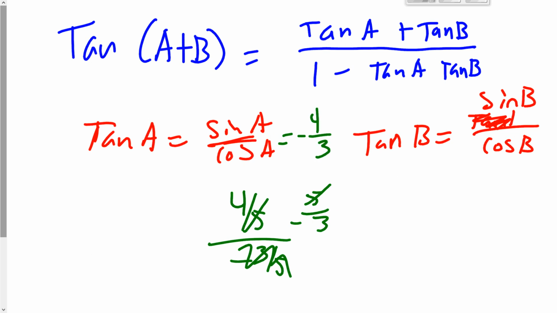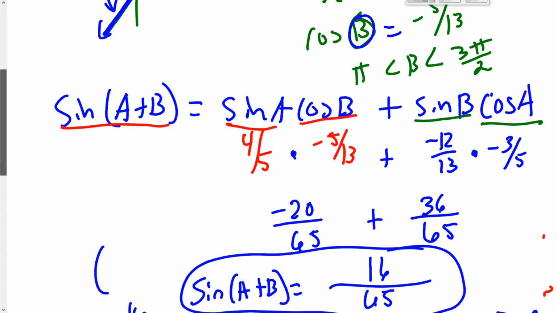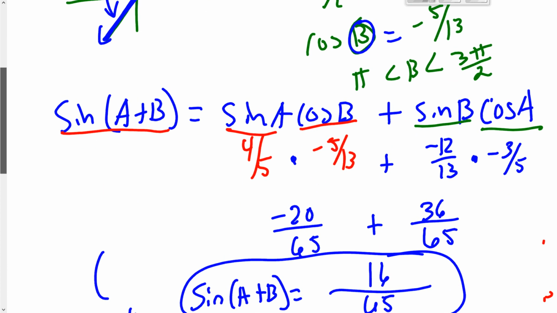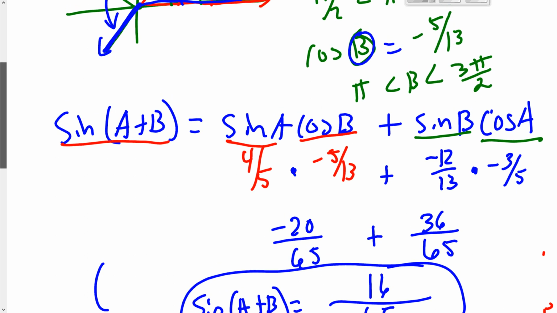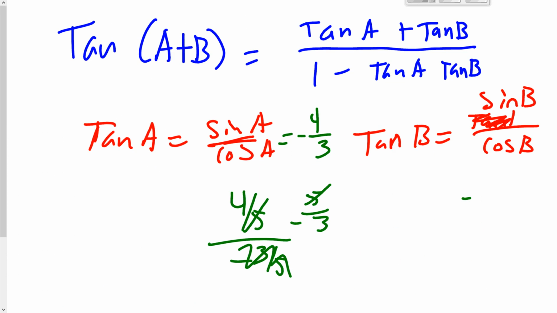Okay, sine of b, from the last example, is negative 12/13, and cosine of b is negative 5/13. So negative 12/13 over negative 5/13. Flip, the 13s are going to cancel out. You get 12 over 5.